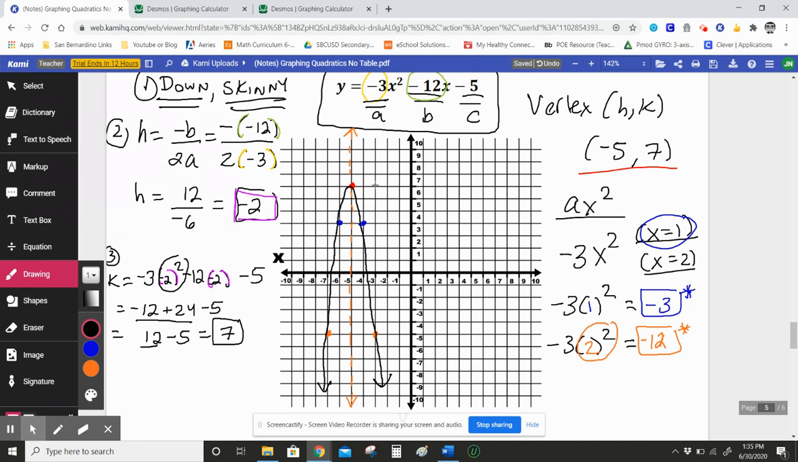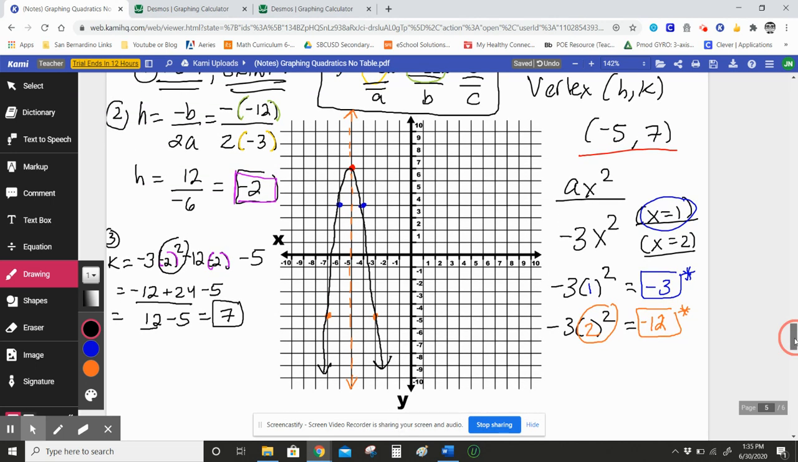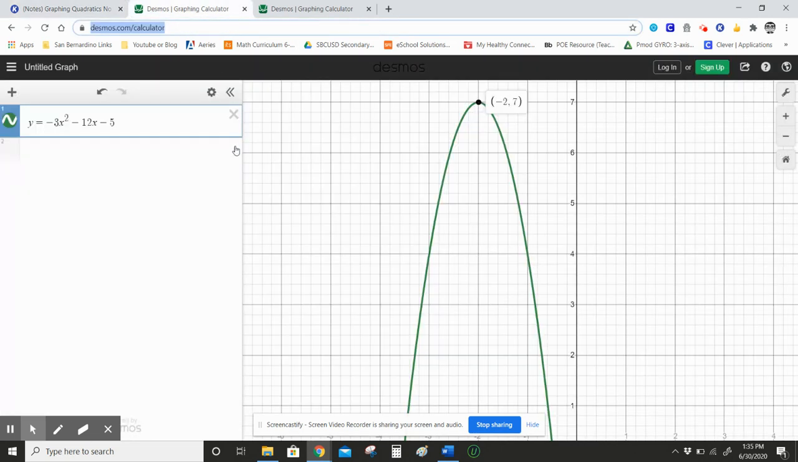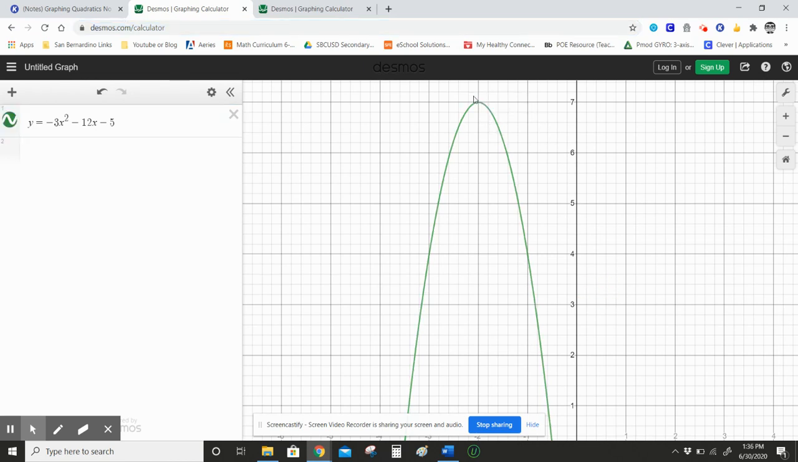So if you don't believe that you did it right, you could always check your answer by plugging in some numbers or by using Desmos. So let's go ahead and check with Desmos. So I plug in, I did this work already on Desmos, negative 3x squared minus 12x minus 5. The vertex that I got was negative 2, positive 7, which is the exact same thing that we got, right?